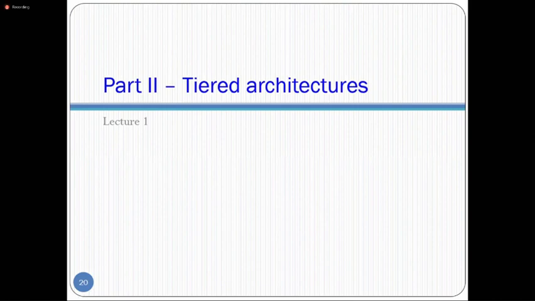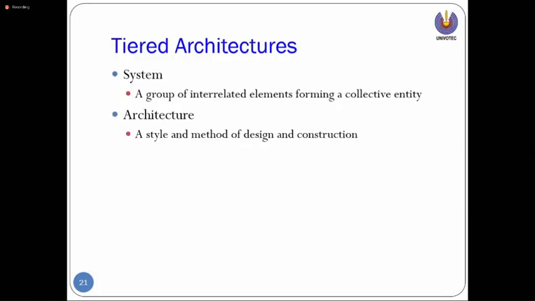Now the second topic, tier architecture, because the database also has three layers. That we are also going to study in tier architecture. A system is a group of interrelated elements forming a connected entity. Architecture is the style and method of design and construction. We want to order our connected entities, therefore we have the architecture.